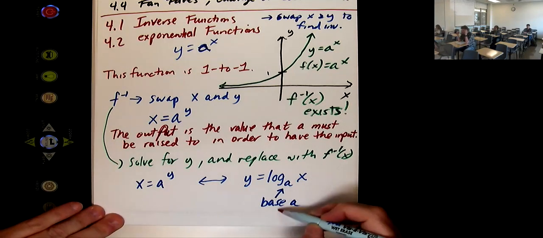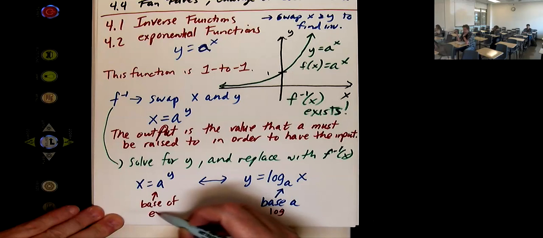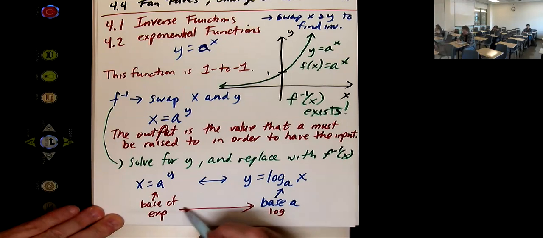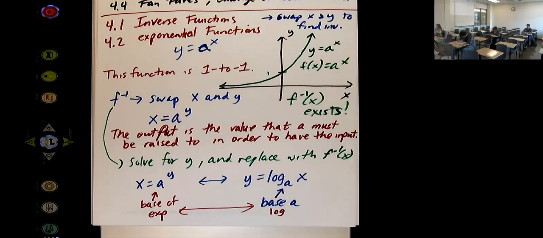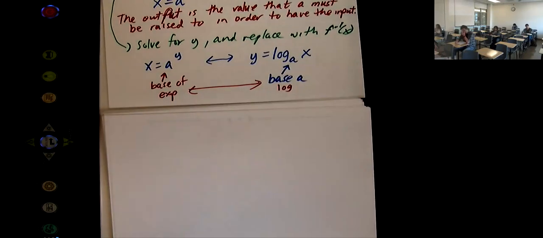this is the base for the log. This is the base of the exponent. And they are the same. A is the base for both of them. And my variable that's touching it switches. Leave that up and look at some examples.